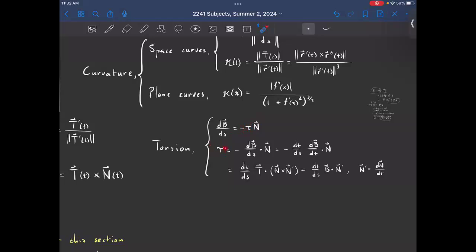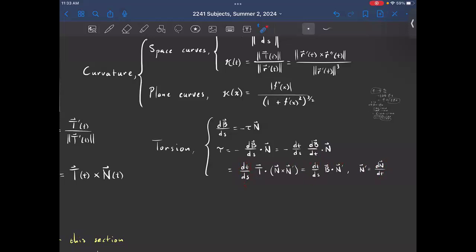There are some other formulas for it here that are a little bit easier to compute. You can take the derivative of the binormal vector dotted with N. You can do this if you have a parameterization that you don't want to do in terms of arc length. You can have this one, and this is a scalar triple product, so it has a nicer interpretation. Oh, and then N prime here is dN/dt. That's why we have dt/ds over here.